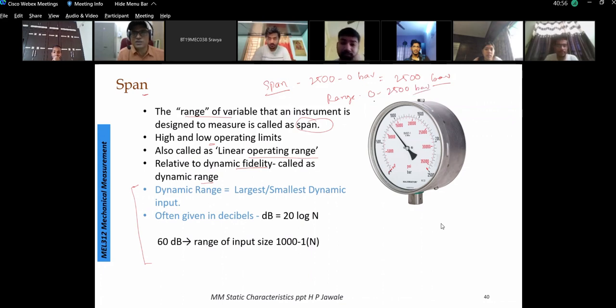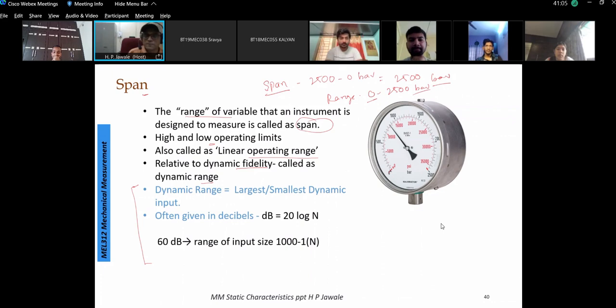I think these two words are very simple and are interchangeably used to represent the characteristics of the instrument. That is the minimum and the maximum range between which the instrument or the measurement system can be used for measurement. Any doubt in understanding the span of the equipment or the device? Here the span is 2500, and the range is between 0 to 2500 bar. If it is clear, then we'll move ahead.